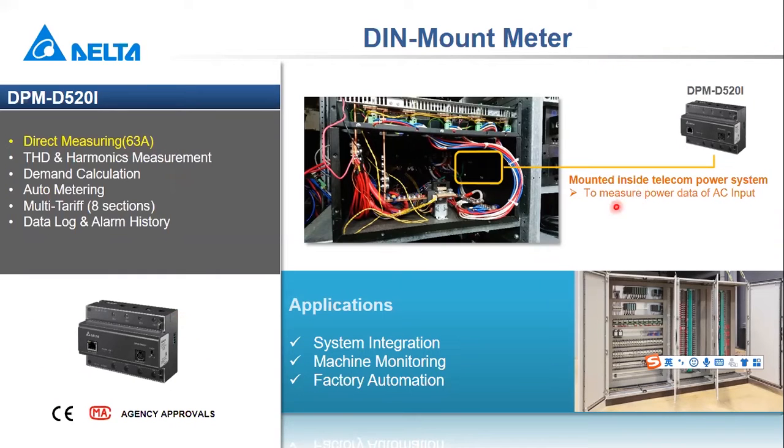So for applications where the CT at the site is difficult, this is the application, mounting inside the telecom power system. So no need to require the CT. You just put the wiring into the parameters, and then the output. The CT function is already built inside. I think it's a very good feature for this one.